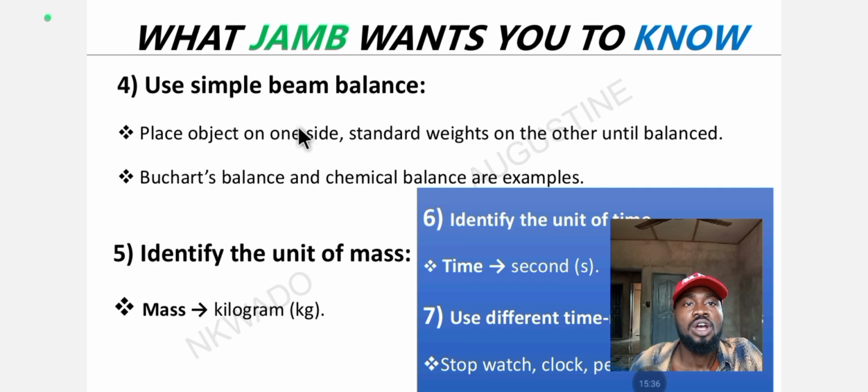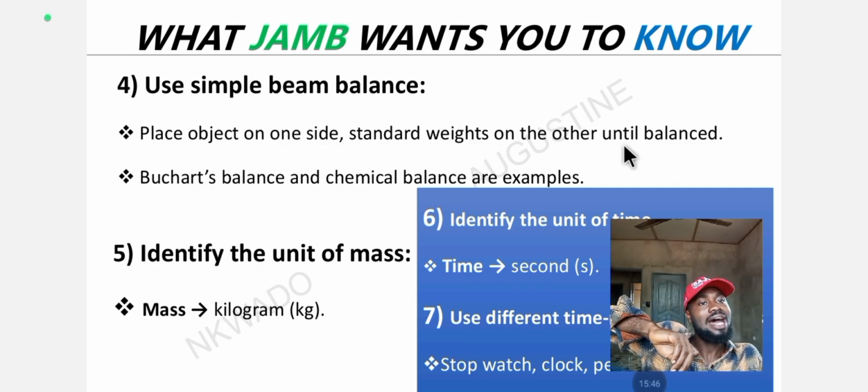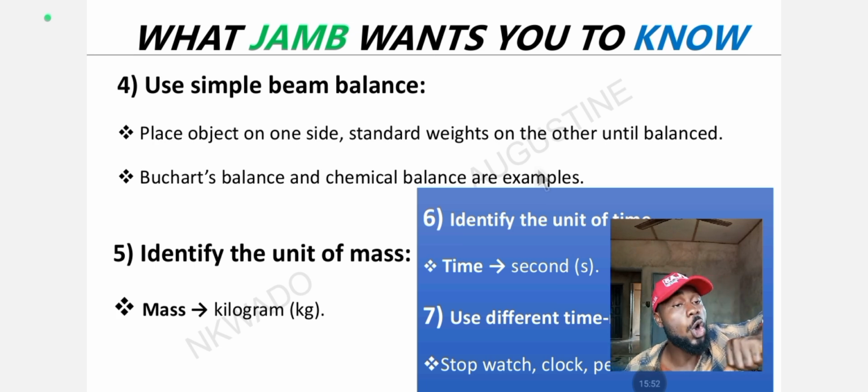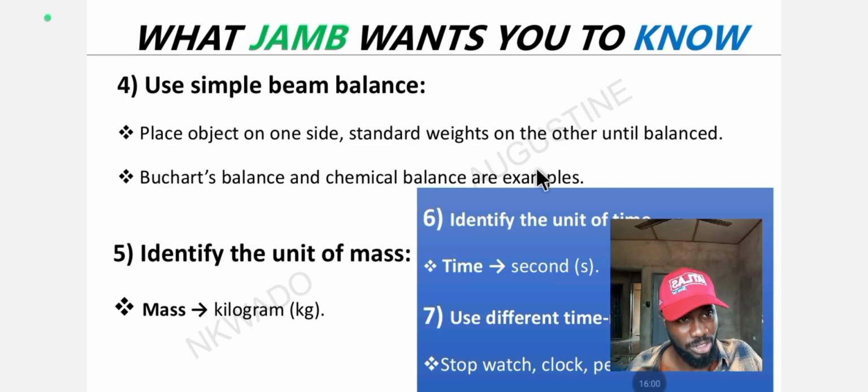So to use a beam balance, place the object on one side and the standard weight on the other side until it balances. One side won't go up while the other comes down. The two sides will balance, at the same height. That's how you are going to get the mass of the object. So the Roberval's balance and the chemical balance are examples of beam balance. They are the kinds of beam balance.